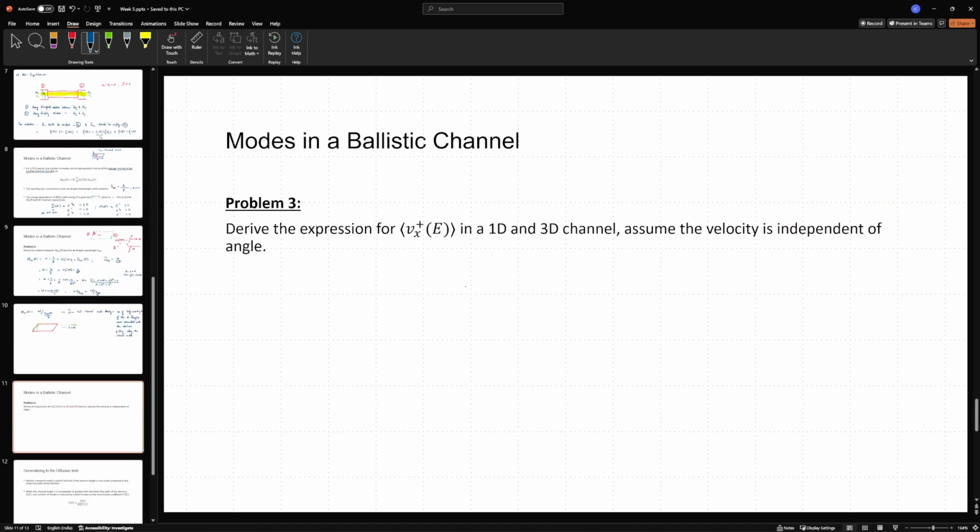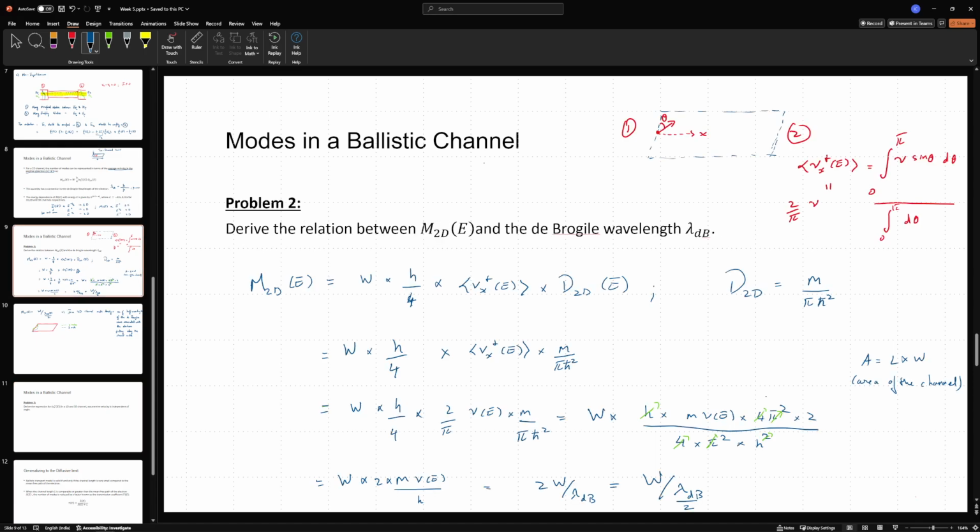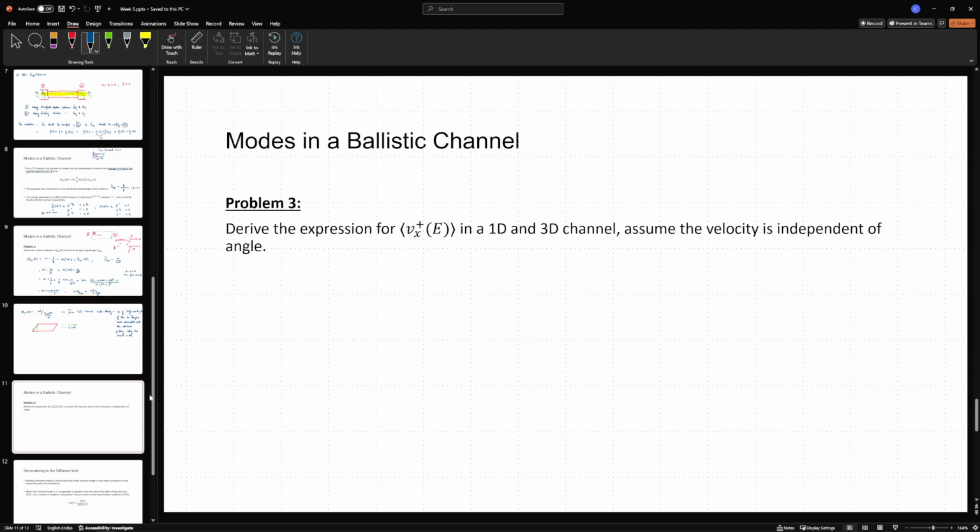Now let us look at problem 3. First is to derive this expression, the average velocity in the positive x direction for a 1D and a 3D channel. Again, as before, the velocity is uniformly distributed with respect to angle, meaning it depends only on the kinetic energy. There are no angular variations. Although I can have materials where an angular variation will also have some kind of a dependence on the velocity. Right now, we are not assuming that.